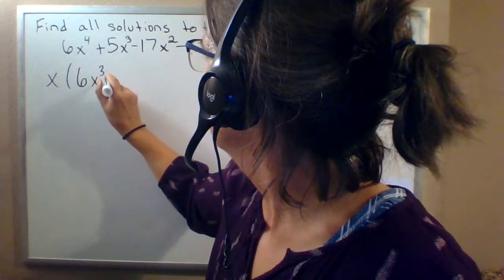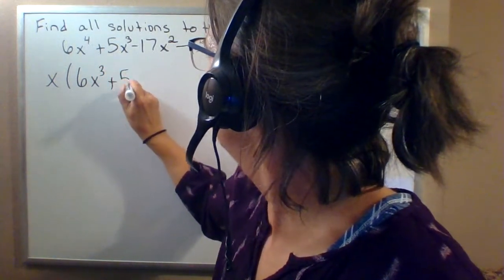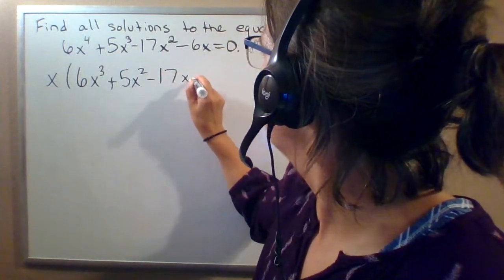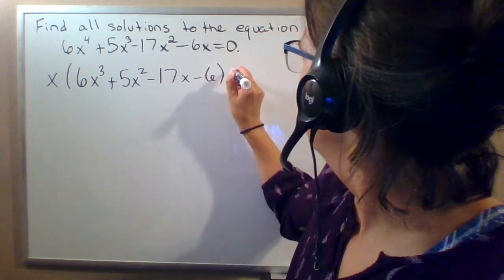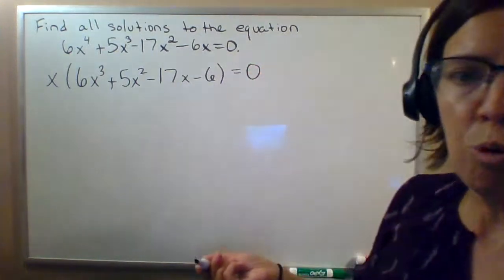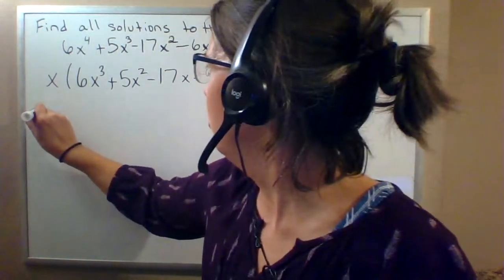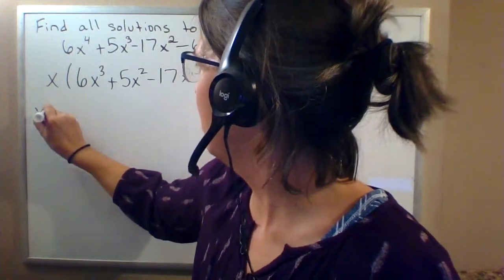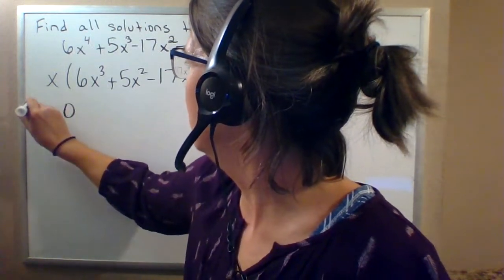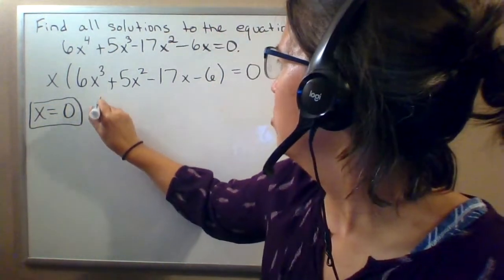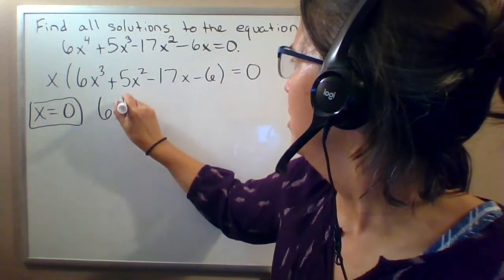And we're left with 6x cubed plus 5x squared minus 17x minus 6. Everything comes down a power. At this point, as soon as you pull out a factor, we should go ahead and set aside this factor, in this case x, set that equal to 0, and okay, there's one solution. So now we can focus on solving this equation.